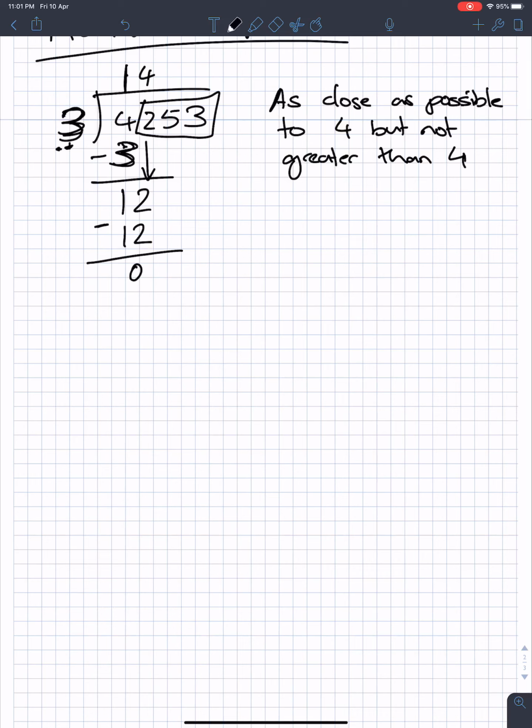The 0 is less than 3, so we need to drop another number down here. So 5. 5 is greater than 3. Great, we can use this number. So again, we repeat the same process until you get to the end.